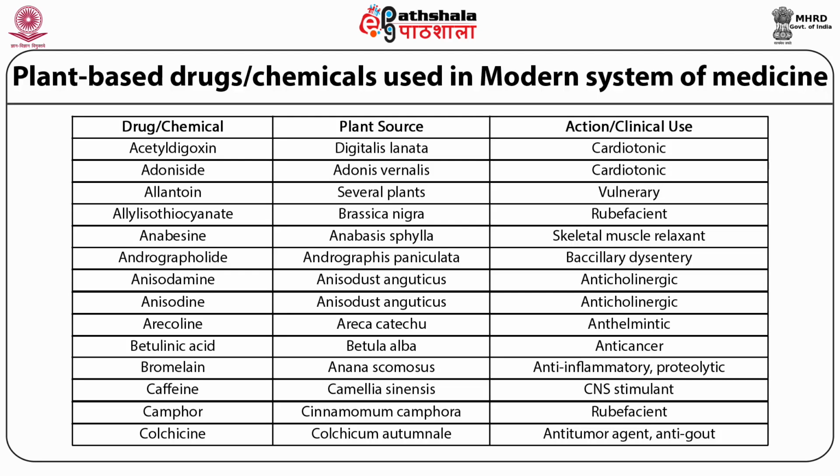There are entries like betulinic acid, which is obtained from Betula alba, which is a very useful anti-cancer drug. Substances like caffeine obtained from Camellia sinensis is a CNS stimulant, while colchicine obtained from Colchicum autumnale is used for the management of pain and inflammation in gout. Recently, it has also been associated with anti-tumor therapy.